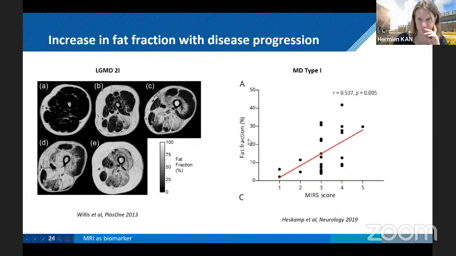And here it also seems in LGMD2I to start in the hamstrings more compared to the frontal compartment. In the study by the group in Nijmegen, you can see that in myotonic dystrophy type 1, the fat fraction of the muscles is actually correlated to a clinical score. So the MRC score is a clinical score in myotonic dystrophy. And you can see that patients that have a higher score, so are doing worse basically, also have a higher general fat fraction.